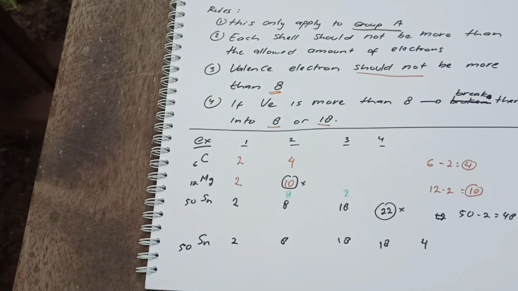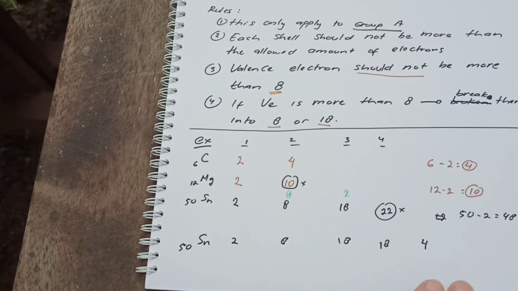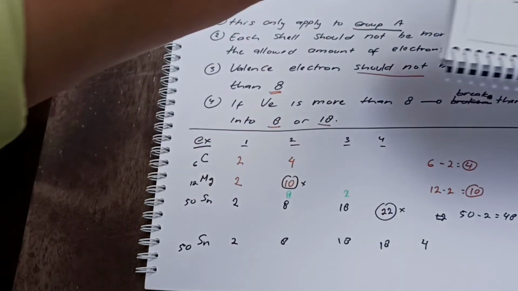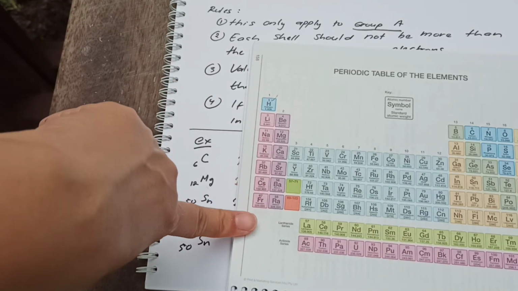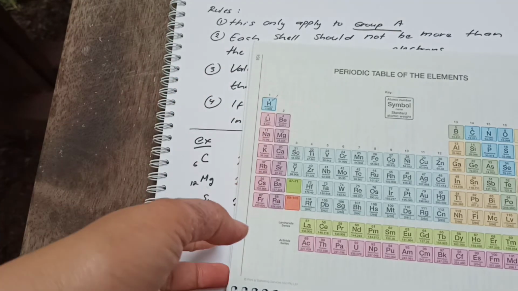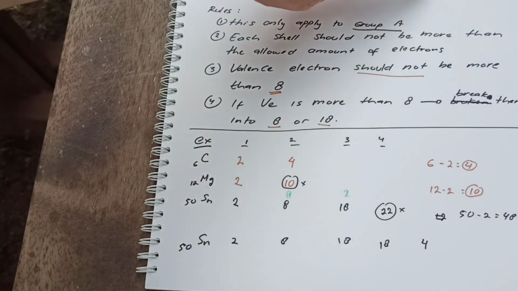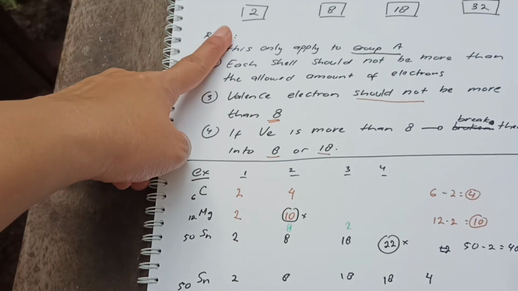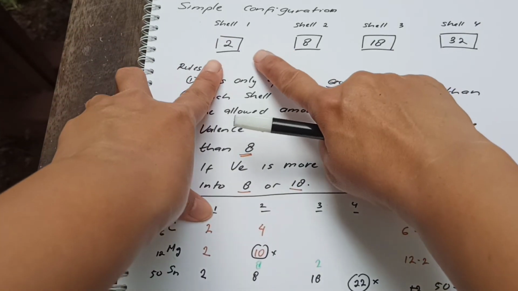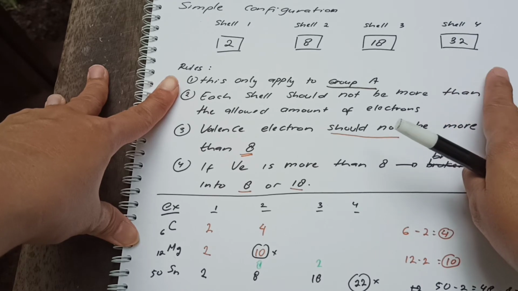Yes, if you are wondering, Miss, there are only 4 shells here. This 4 shell is the maximum amount of electrons, meaning you are allowed to create more shells. As you can see in the periodic table, there are 7 shells here: 1, 2, 3, 4, up to 7. So basically, you can create up to 7 shells. These are the amounts allowed in each shell. It doesn't mean that the shells are only 4, but this is the maximum electrons that is allowed in each shell.